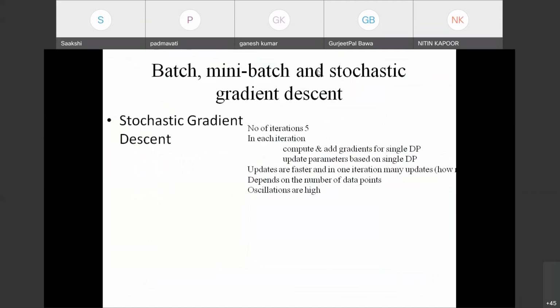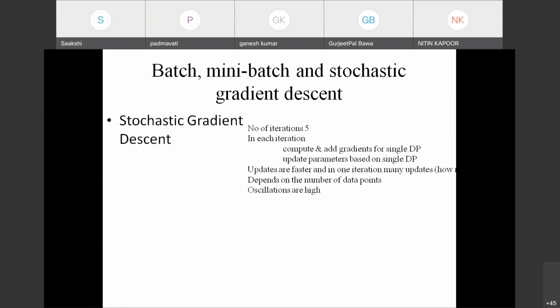So I randomly pick a data point and check the loss. If the loss is high, I will compute the gradient for that single point and update the parameters based only on that single point. Here the updates are faster, because with respect to each data point I'm computing an update. So updates are going to be very fast.